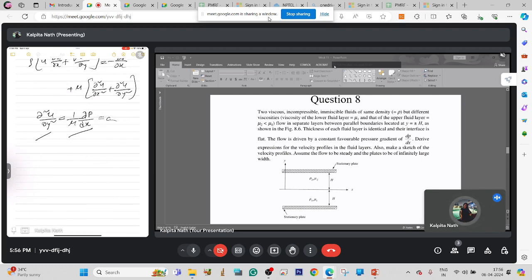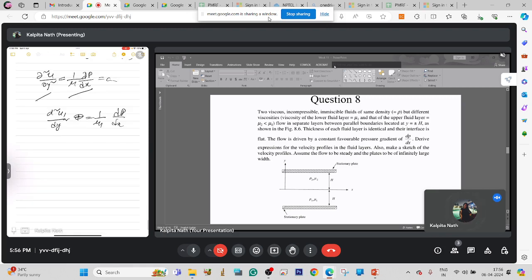So we can write d square u1/dy square is equal to 1 upon mu1 dp/dx. Integrating, we get du1/dy is equal to 1 upon mu1 dp/dx y plus c1. So u1 is equal to 1 upon mu1 dp/dx y square by 2 plus c1 y plus c2.